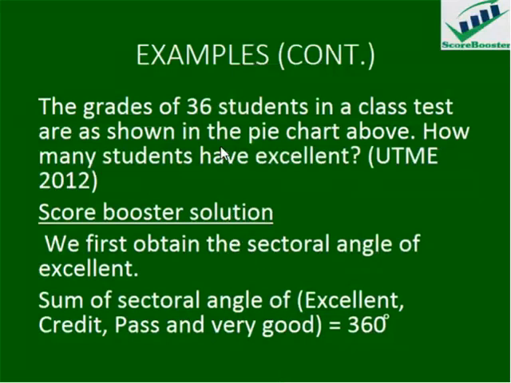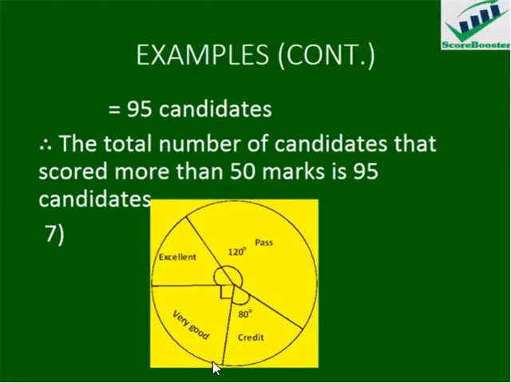The total number of students in that particular class that took part in the test is 36. So we are to obtain the number of students that has excellence, but the sectoral angle of excellence is not given, but we have the sectoral angle of all other grades, which is pass, credit, and very good. So 120 degrees is the sectoral angle for pass, 80 degrees is the sectoral angle for credit, and 90 degrees is the sectoral angle for very good.